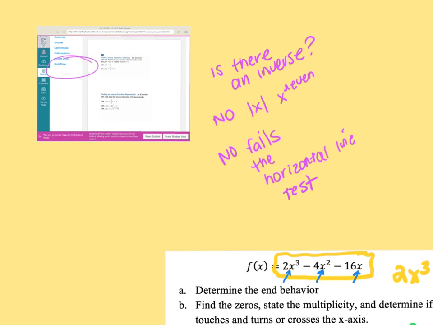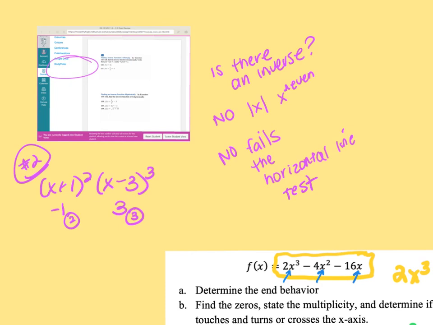Obviously, I'll go back to Doseri. And for the warm-up, it was x plus 1 squared and x minus 3 cubed. This has a 0 of -1. This has a 0 of 3. The multiplicity on the first one is 2. The multiplicity on the second one is 3. That was number 2. I think the signs are right. That's what number 2 was. So you just didn't have to factor it that time.